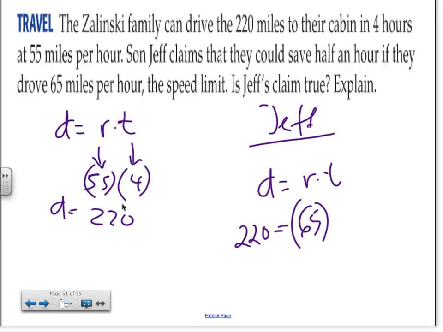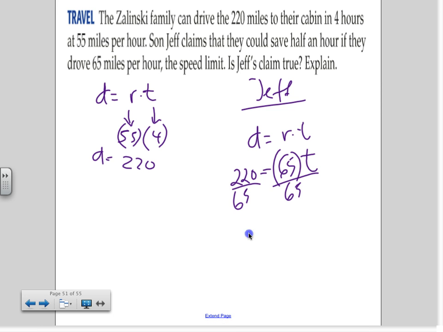What can change though in this case? The time and the rate, the speed, right? Very good. So let's verify to see if it's correct. 65 times t equals 220. How do you solve for t? Divide both sides by 65. What is t? What do you think? 220 divided by 65.